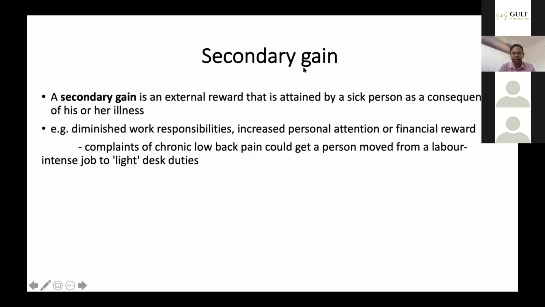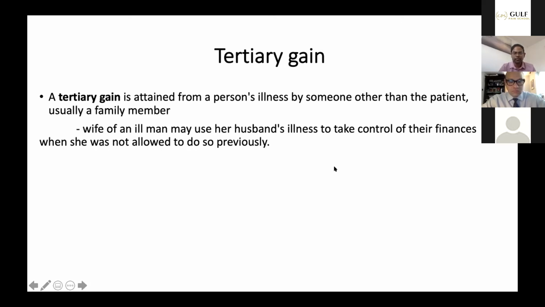And a secondary gain is again for the patient, but in secondary gain, there's an external reward for the sick person. For example, diminished work responsibility or increased personal attention because of chronic pain. And tertiary gain is for a third party, a third person. Because of a person's illness, someone other than the patient is benefiting. For example, a wife can benefit from the chronic pain of a husband because she's able to take over the finances if she wasn't allowed to do so previously.